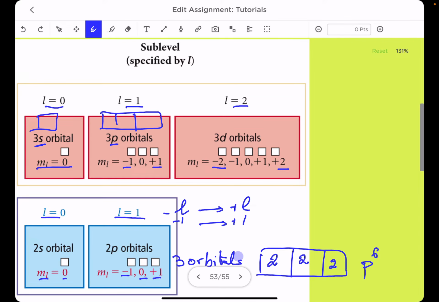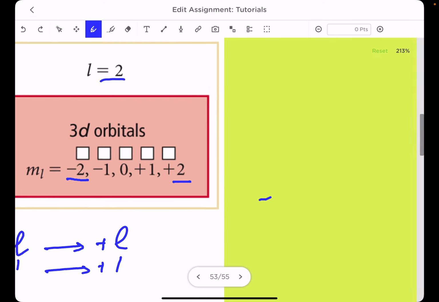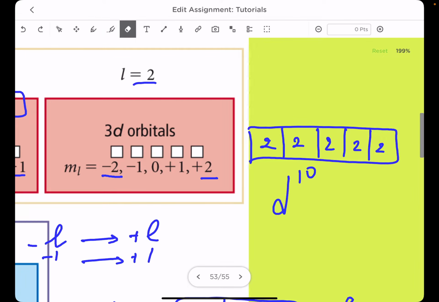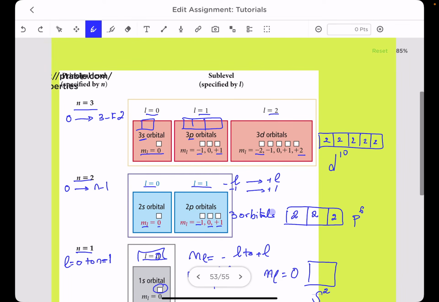So if I count from minus 2 reaching plus 2, I will be counting 5 orbitals. This is why you see the D in this form: 1, 2, 3, 4, 5 orbitals. And if I fill those orbitals with 2 electrons, D can contain up to 10 electrons. That's how we explain it.